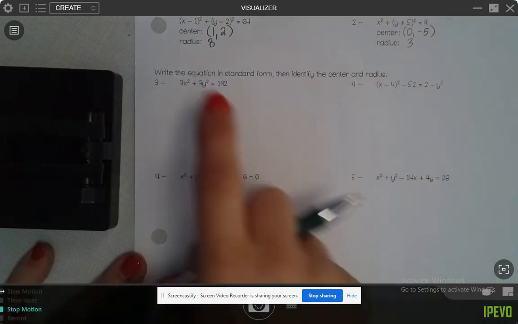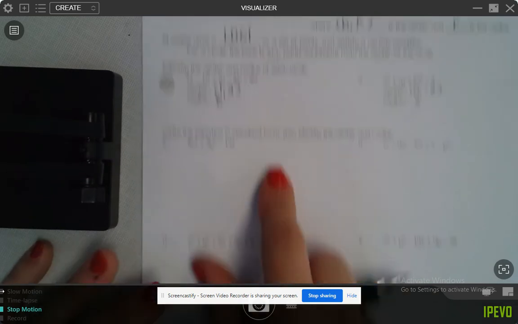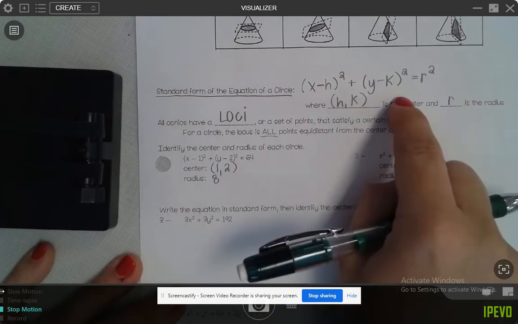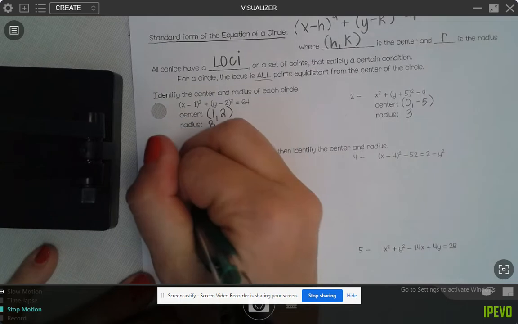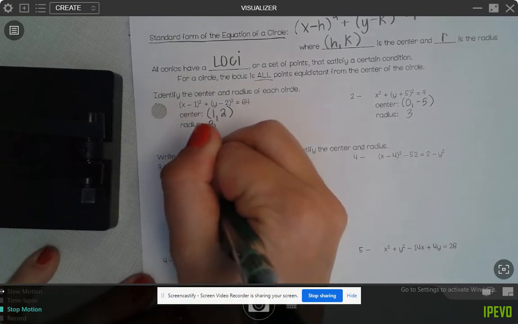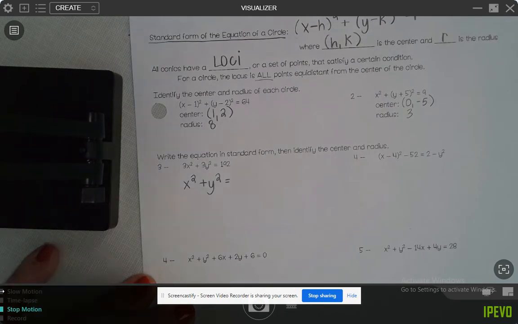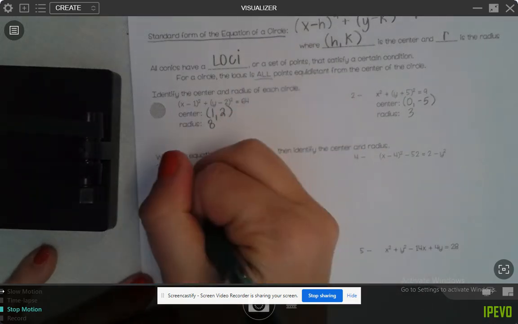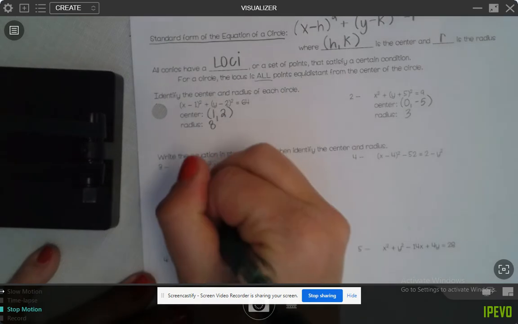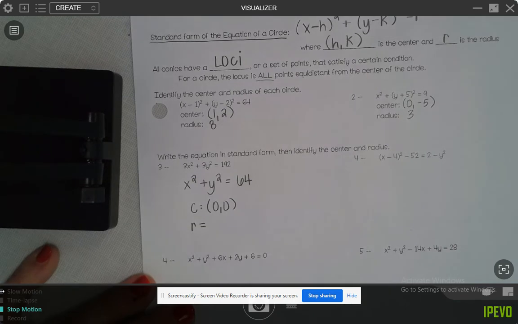Now, what's the difference down here? Do you have something in front of the x and y? Are you allowed to have something in front of the x and y? No. So you have to divide everything by 3. So you have x squared plus y squared equals 192 divided by 3. So what is your center? 0, 0. And your radius equals what? 8.